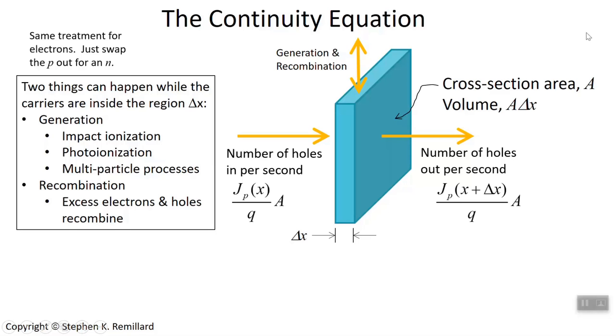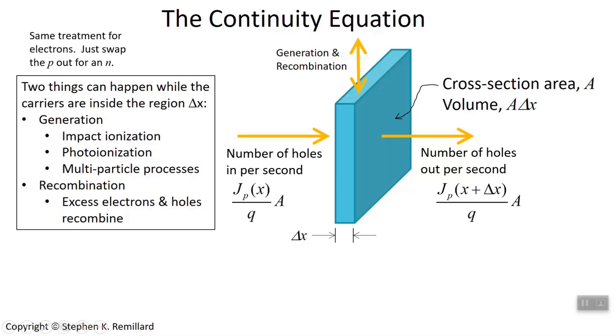The arrow on the right is the current coming out. It looks the same expression-wise as the current going in, except for one little difference, and that is that the current comes out at a point that's shifted in space by delta x. So instead of J of x, it's J of x plus delta x. Otherwise, it looks the same. And then there's the generation and recombination, inputs and outputs. And so that's what's happening. And we can put this in an equation.